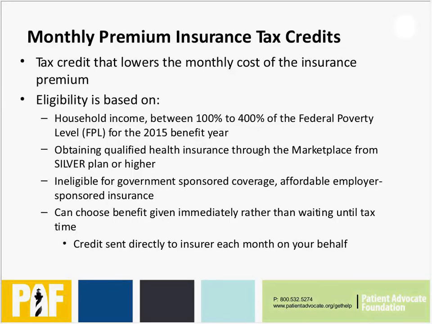You have to obtain qualified health insurance. You have to buy it through the marketplace. It has to be a silver plan or higher, so you cannot qualify for this tax credit if you buy a bronze plan. You have to be ineligible for government-sponsored coverage and affordable employer-sponsored coverage, and you can choose if you want that benefit given immediately to you, so you want your actual premium reduced every month, or would you like it as a credit on your taxes at the end of the year.